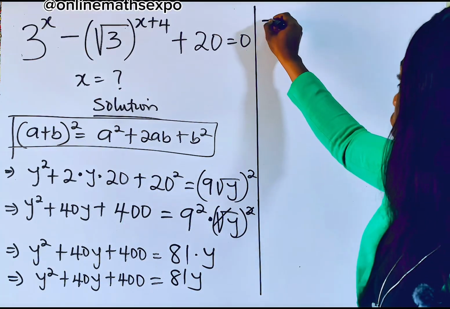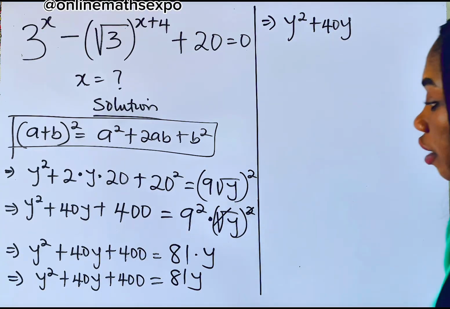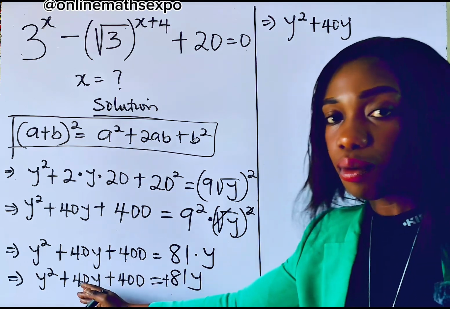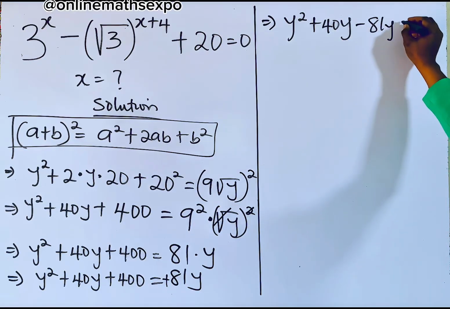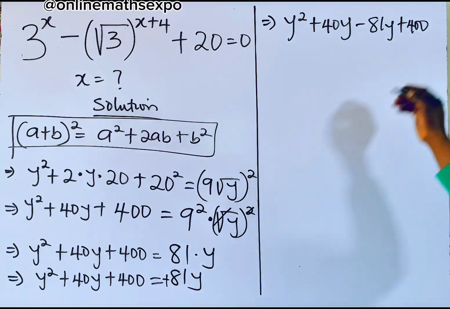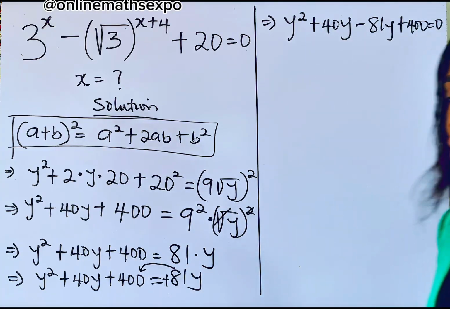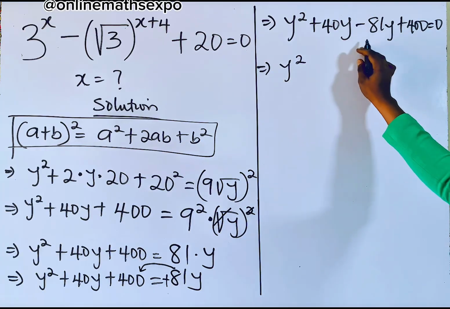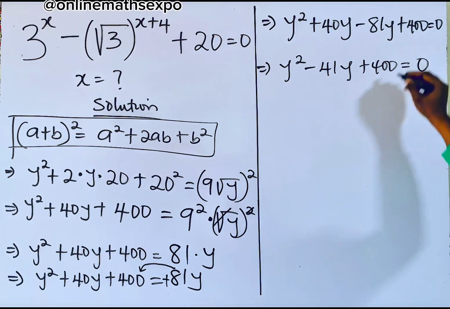Keep simplifying, we are going to have y squared plus 40y plus 400. Because 81y is carrying positive, we need to subtract it from both sides. So we subtract 81y, and when you subtract here, it becomes 0. So we are going to have equal to 0. We can still use the arrow sign to show. So what do you do next? This will give us y squared, subtract this, it gives you negative 41y plus 400 is equal to 0.